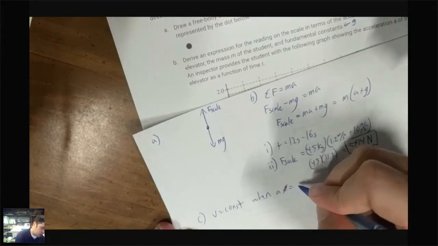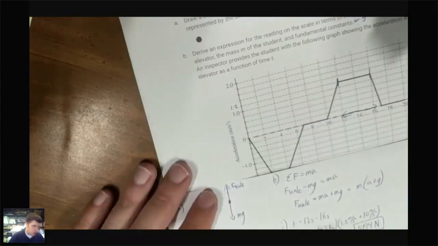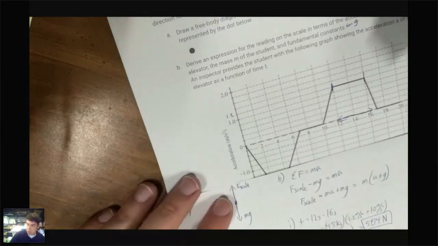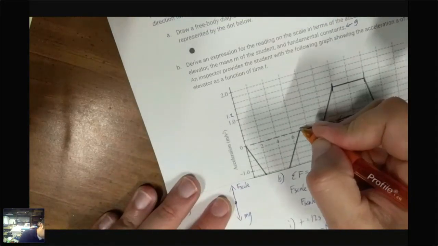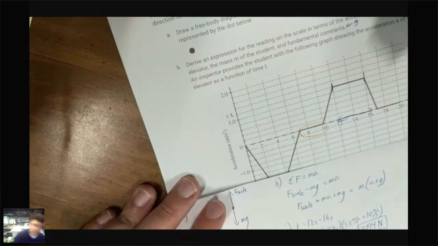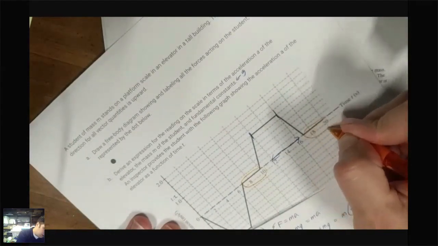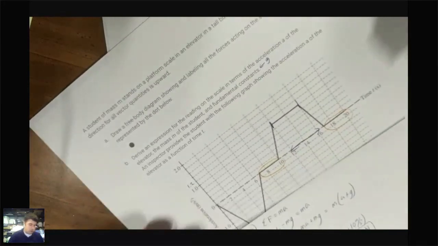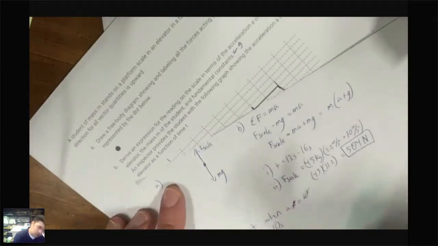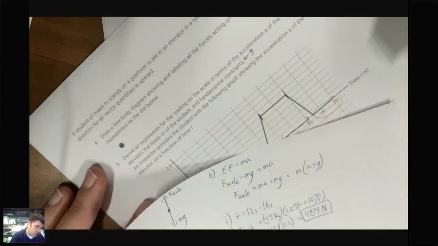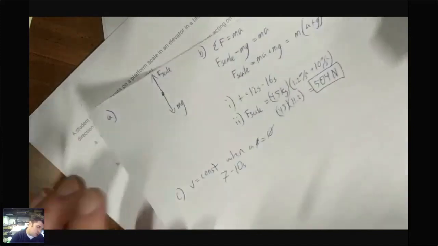Sorry, acceleration is 0. So we have 0 acceleration anywhere in the range right there. And we also have 0 acceleration in the range here. So for this part, we're picking out any place where this is 0. So that's 7, 8, 9, 10. So we can do 7 to 10 seconds. And we can also do 17 through 20.